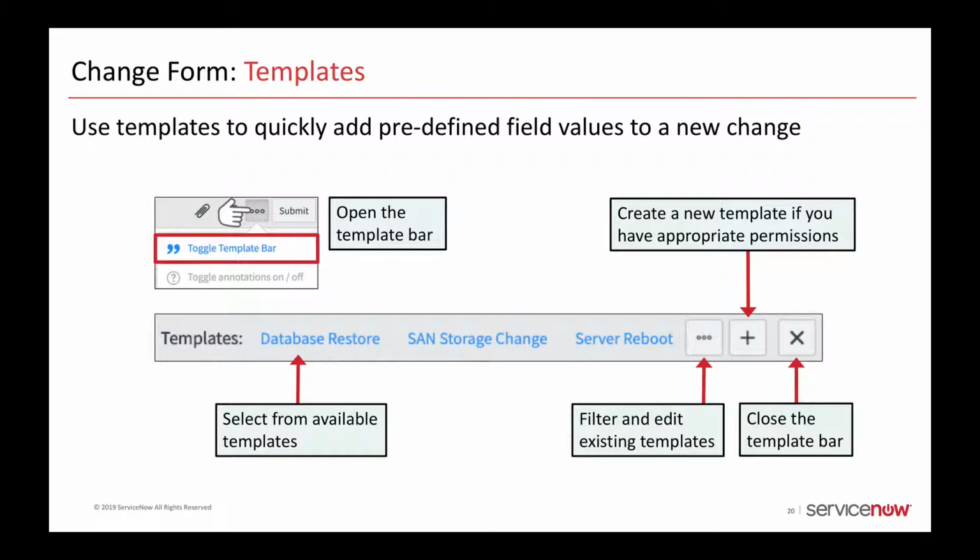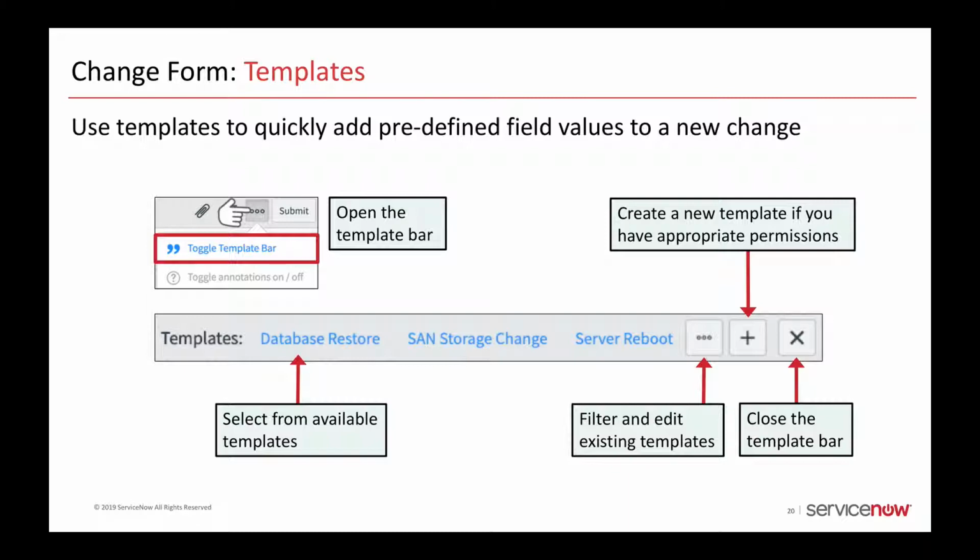Use templates to add predefined values. Choose a template from the list, and some of the fields in the change form automatically populate with values. To view and apply existing templates, click the Toggle Template Bar link located under the More Options menu in the Form title bar. Template names appear along the template bar at the bottom of the form. To apply an existing template, click the appropriate template title.